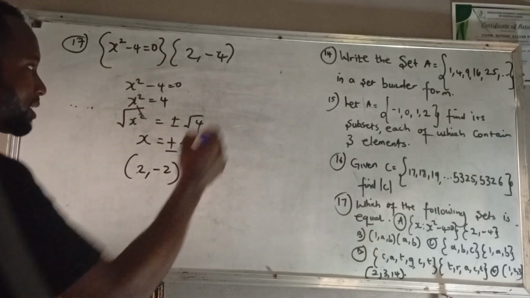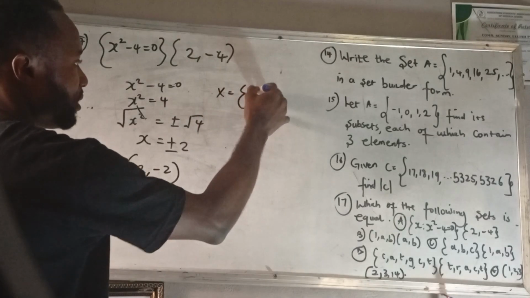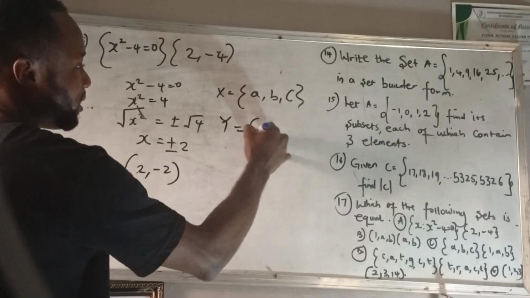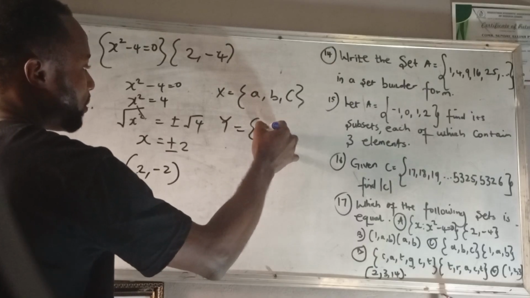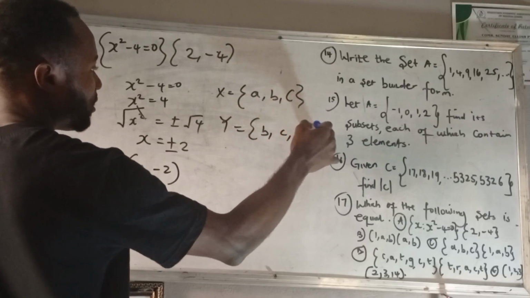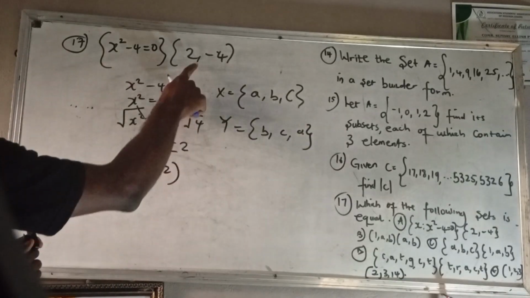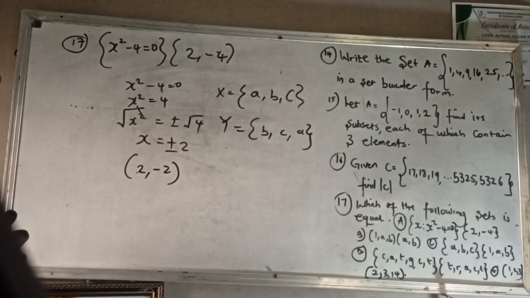What I mean by equal set is, if x is given to be a, b, c, for this set to be equal, y can be b, c, a. This set is equal because it contains the same members. That's what we mean by equal set. So this is 2 and minus y, whereas this one is 2 and minus 4. That option A is not equal.